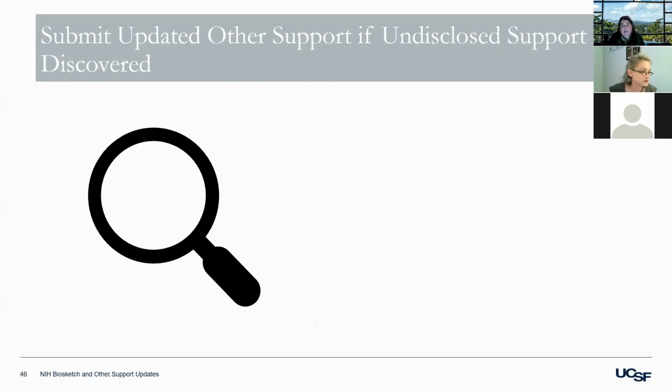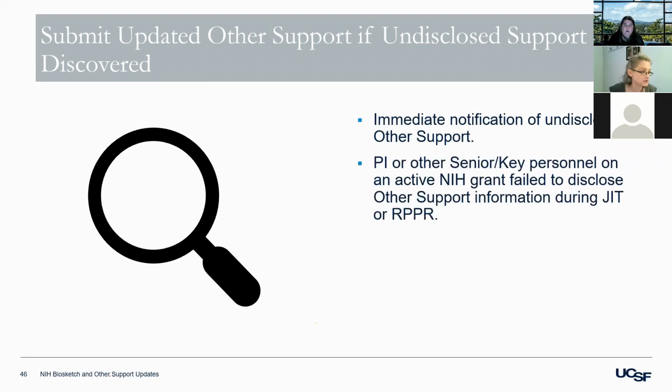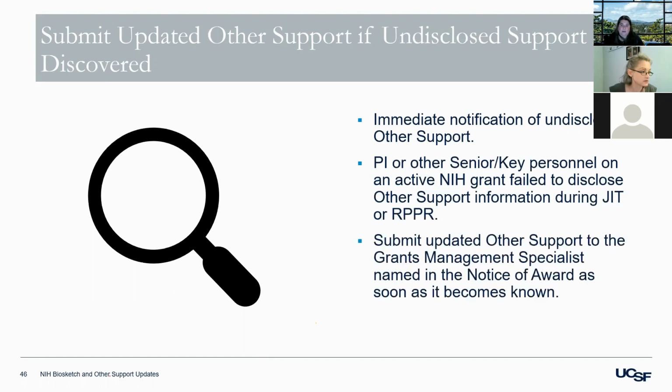One of the other things that they changed was to submit updated other support if undisclosed support is discovered. That's a little bit of a mouthful. I probably could have worded that better. So they require immediate notification of undisclosed other support. If the PI or other senior personnel on an active NIH grant failed to disclose other support information during just-in-time or RPPR, we need to submit that right away to the GMS. So we have to submit updated support to the grants management specialist named in the notice of award as soon as possible. That will need to go through the Office of Sponsored Research, where the official representatives contact it.